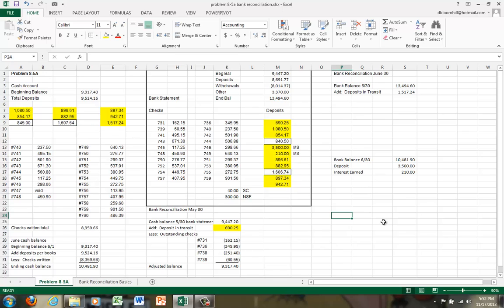Now we're going to have to deal with the two errors. The first thing that we're going to do with the errors is take the difference between the two numbers.